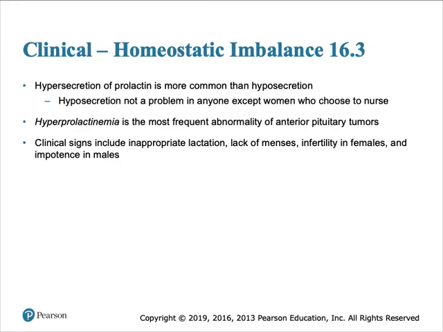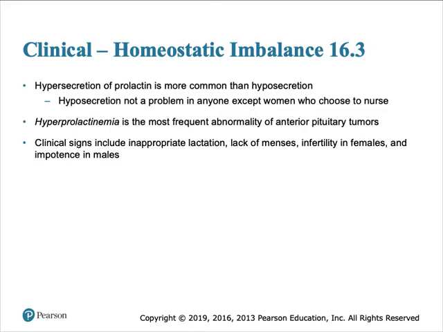So hypersecretion of prolactin is more common than hyposecretion. So if you get hyper, that's too much. Hyposecretion is not really a problem unless a woman is specifically trying to nurse the child. These days, formulas and other things can help make the baby healthy enough, so it's not a major problem. Sometimes you can have anterior pituitary tumors that can cause some problems there.